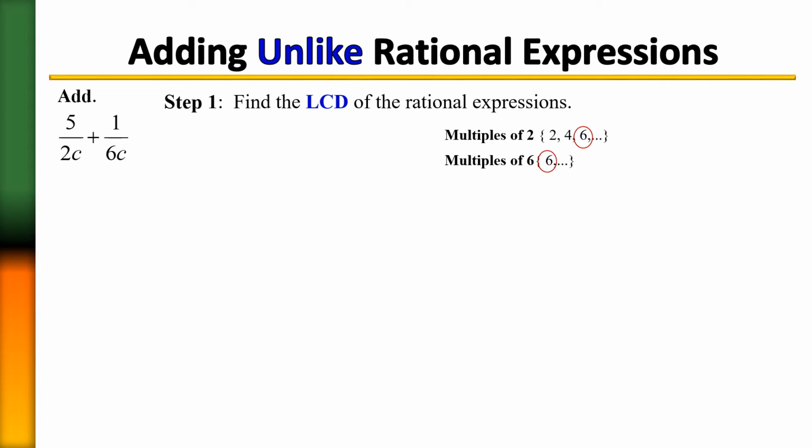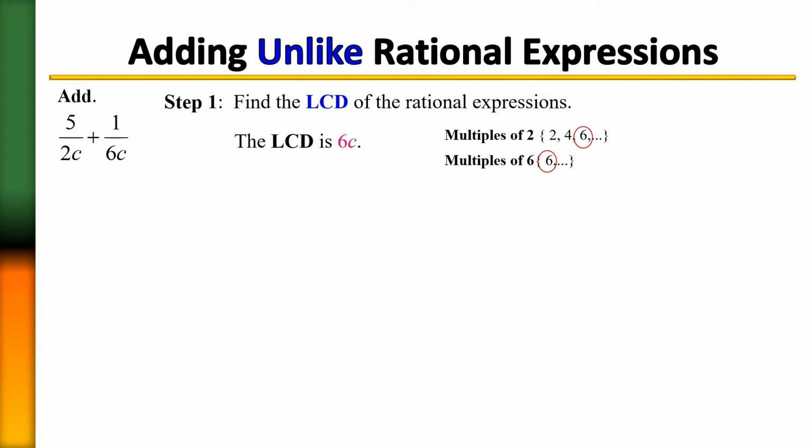Now, I also have a variable involved. I have a C. And so I want to know in either denominator what is the most amount of times C appears. And we can see that it only appears once in either denominator. So we need to include one C in that LCD as well. So our LCD then is 6C.